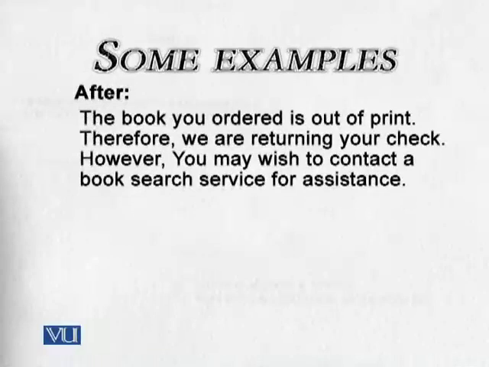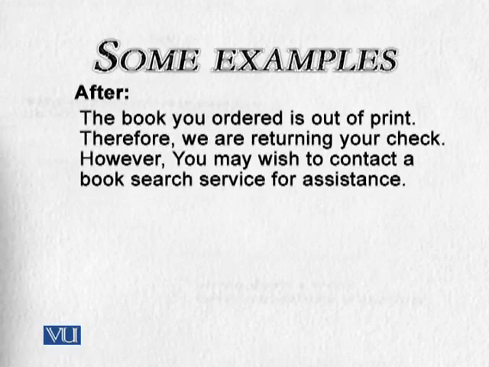The book you ordered is out of print. Therefore. Now, therefore is a transition, which shows what? Which shows the result of the previous sentence. The book you ordered is out of print. Therefore, we are returning your check. However. Now we used however because the third sentence was actually a contrast. However, you may wish to contact a book search service for assistance.